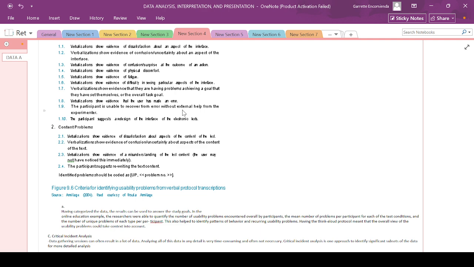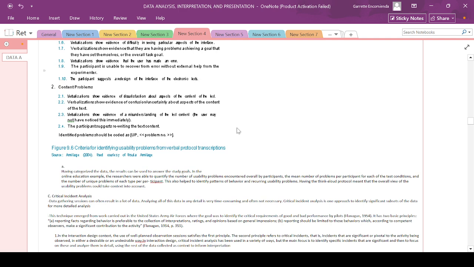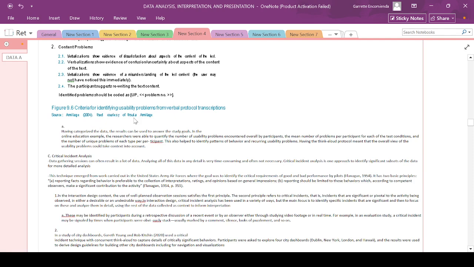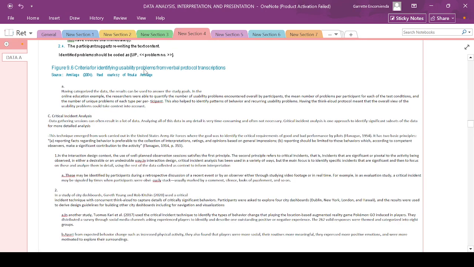Content problems. Verbalizations show evidence of dissatisfaction about aspects of the content of the text. Verbalizations show evidence of confusion, uncertainty about aspects of the content of the text. Verbalizations show evidence of misunderstanding of the text content. The user may not have noticed this immediately. The participant suggests rewriting the text content. Identified problems should be coded as UP, problem number. Criteria for identifying usability problems from verbal protocol transcription. So those are the criteria for usability problems.